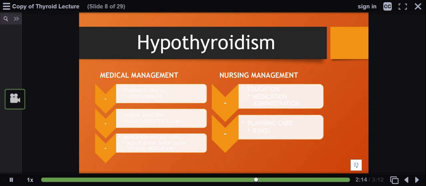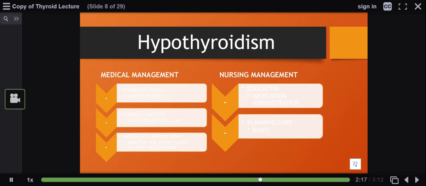They may have things like angina or dysrhythmias. In this sense, we would want to slowly increase the levothyroxine dosage to reach therapeutic levels. Looking at medication interactions, we want to be very mindful if the client is on any blood thinners, as this can lead to an increased risk of bleeding when they are also taking levothyroxine.